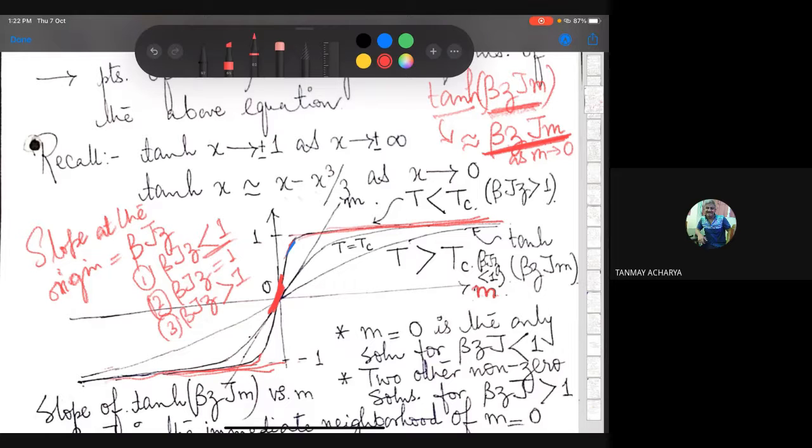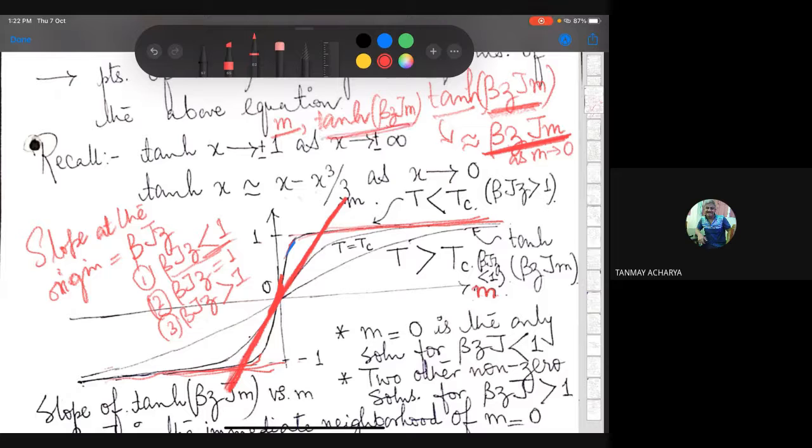Now, what is the equation that I'm plotting? I'm plotting m and I'm plotting tanh(beta Jz m), these two equations. m I have already plotted. m is this line, m is equal to m. This is a line that has slope equal to 1, right? If you plot x as a function of x, the slope is 1, because dx is 1. Now let's plot the second function, tanh(beta Jz m).